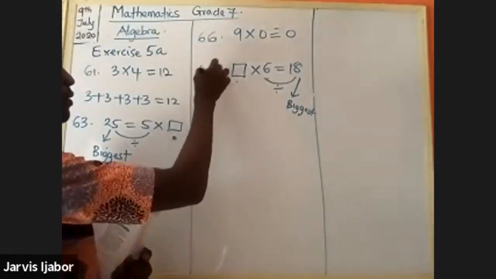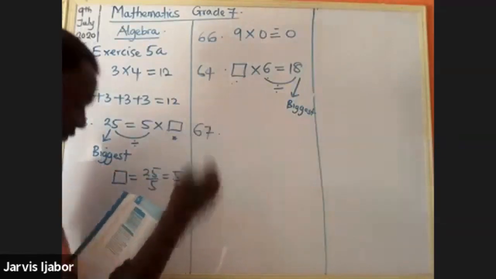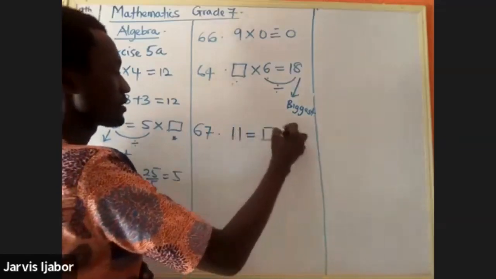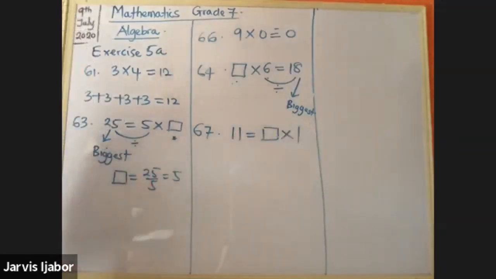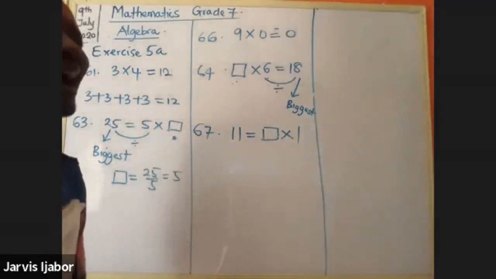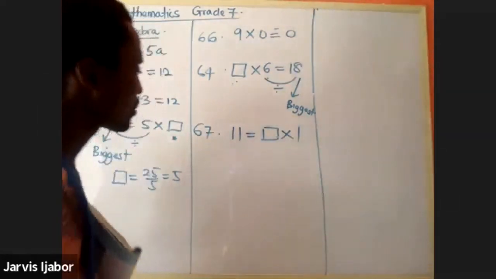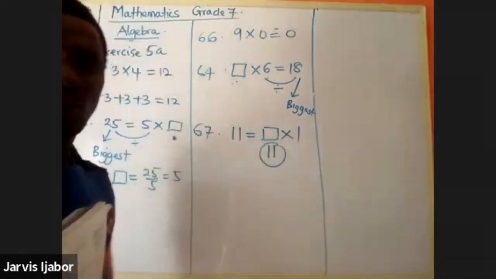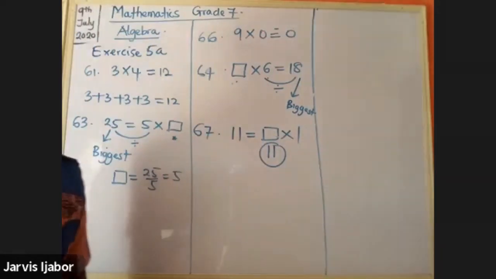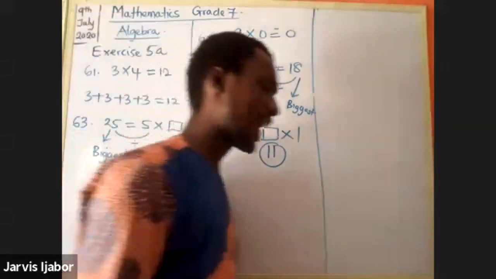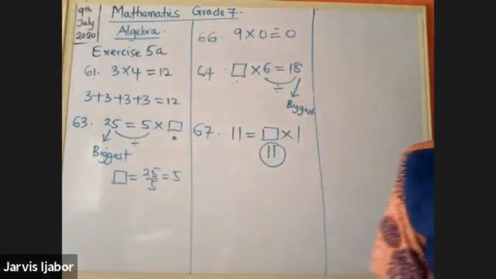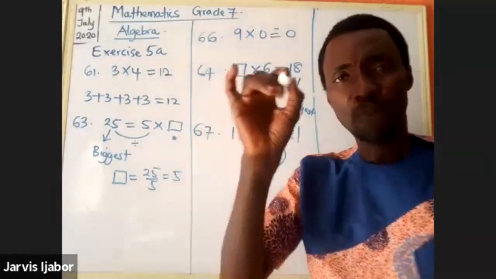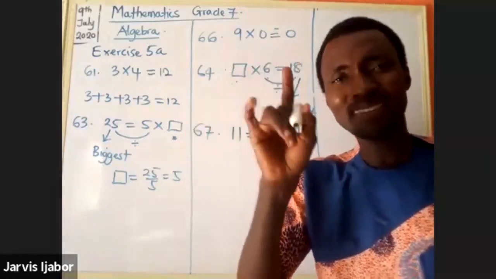Okay, this was 64. Let's look at 67. In question 67, you have 11 equal to box times 1. Anytime you multiply a number by 1, you get itself. So without doing any solution, the answer is 11. 1 is a number, in terms of multiplying, 1 is a neutral number. It does not do any other thing to the number. If I multiply anything by 1, I will get that thing.